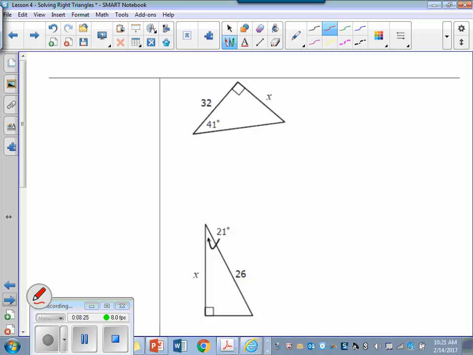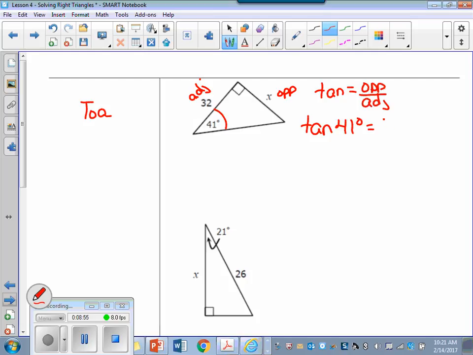Okay, 41 degrees. This side is opposite. Hypotenuse doesn't have anything. This is the adjacent side. So what trig ratio uses opposite and adjacent? That would be tangent, TOA. So tangent equals opposite over adjacent. That means the tangent of 41 degrees equals x over 32.